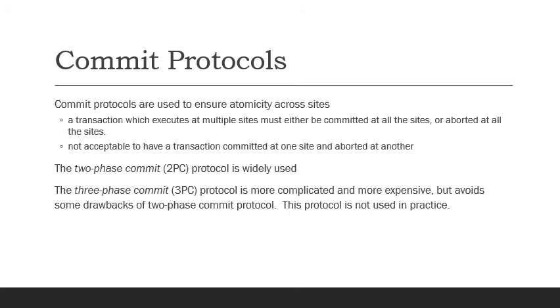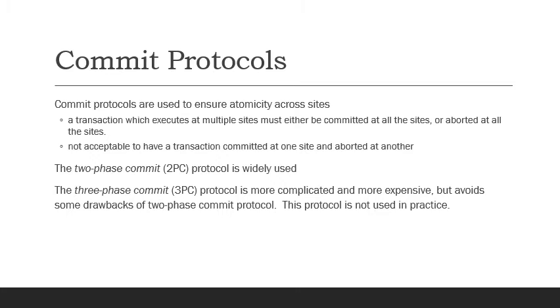Next, let's see the commit protocols. If we are to ensure atomicity, all the sites in which the transaction T executes must agree on the final outcome of the execution. T must either commit at all sites or it must abort at all sites. To ensure this property, the transaction coordinator of T must execute a commit protocol.